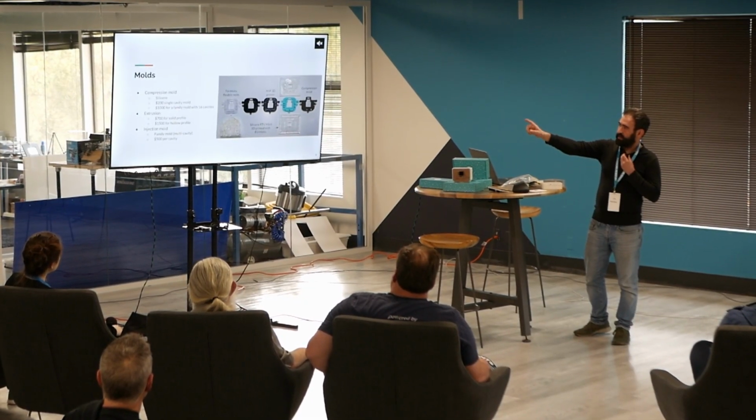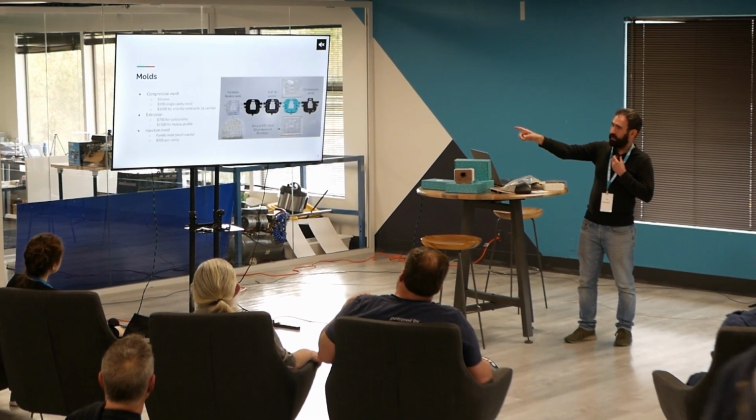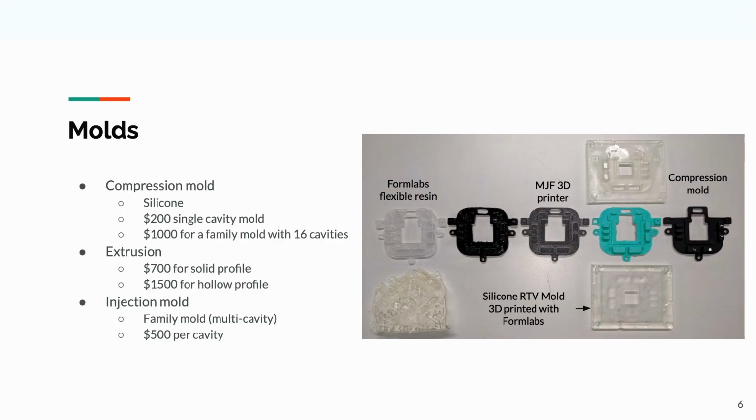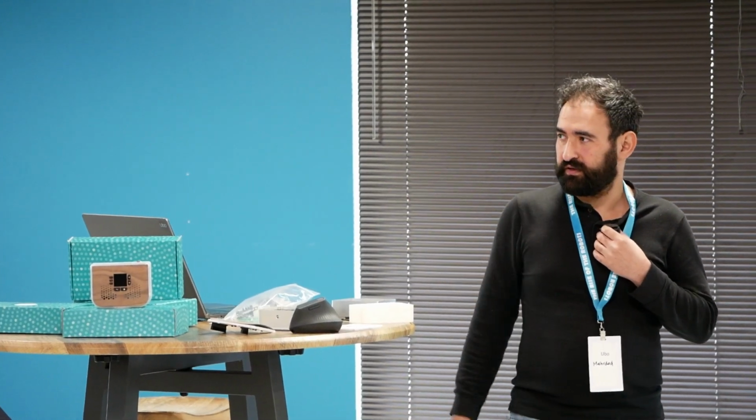Some other techniques, I put some numbers in terms of the cost: compression mold, single cavity, $200, 16 cavity is around $1,000, and then extrusion for solid profile, $700. You have to negotiate with manufacturers, but these are rough numbers. And then for hollow profile, $1,500.